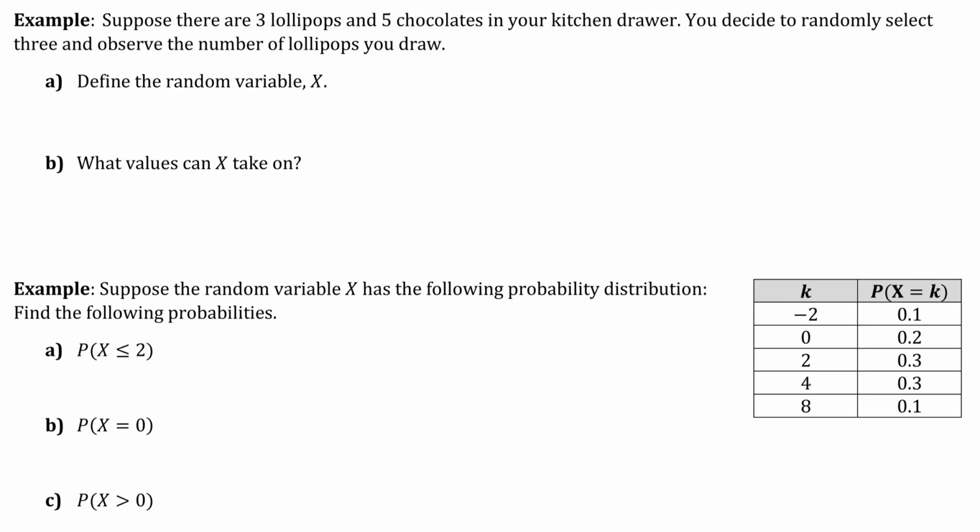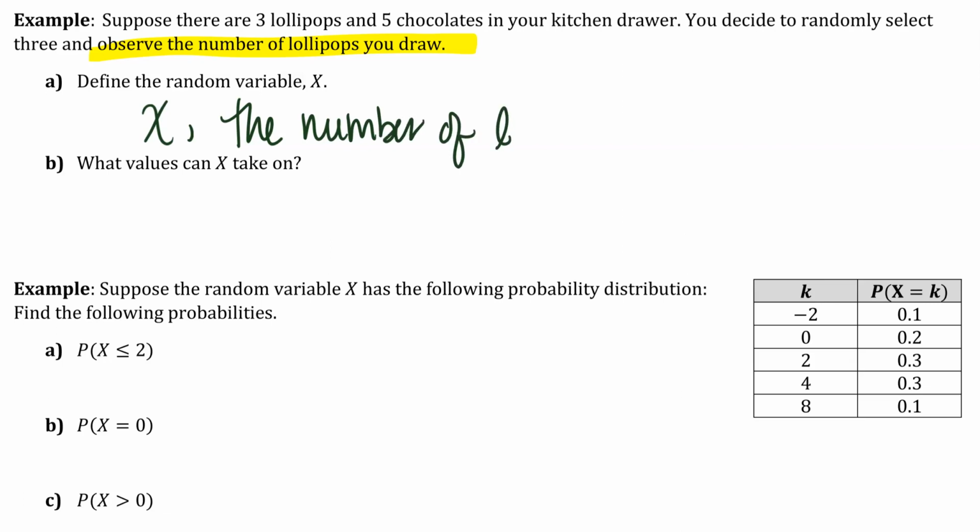Part A. Define the random variable x. So if you were to do this theoretical experiment, what would be your random variable? Remember, our random variables are what we are interested in recording. And those have to be numerical outcomes. So this says that we observe the number of lollipops that we draw. So that means that x is going to be the number of lollipops observed or drawn.